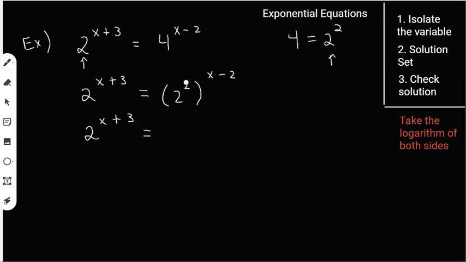So notice that I have an exponent right here and right here. And if I have an exponent raised to an exponent, we know that we can multiply those two exponents together. So just like over here, I have m raised to the n power. M is already an exponent, so these two exponents are going to multiply together. So I'm going to get the base of 2, and then I'm going to multiply this 2 by this x minus 2.